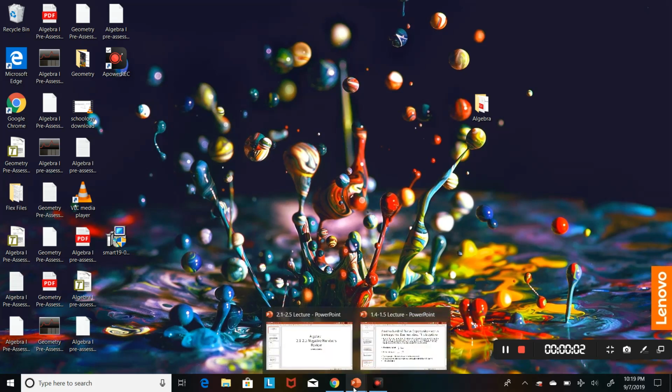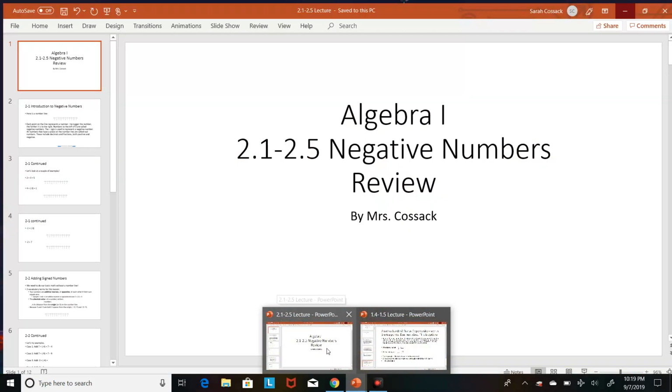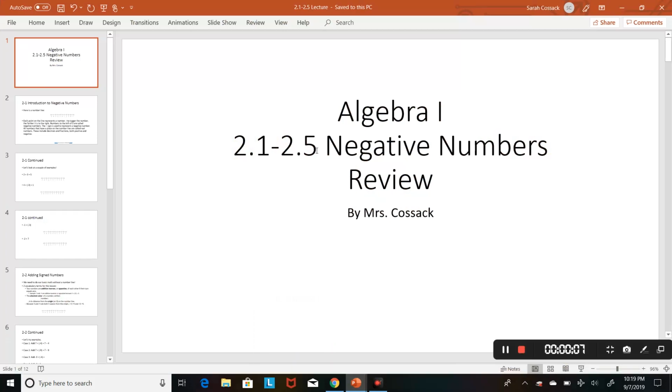All right, Algebra 1, we're going to get started with our lecture. It is on sections 2.1 through 2.5, which covers negative numbers, adding, subtracting, multiplying, and dividing. So I'm hoping this isn't moving too quickly because I'm hoping this is a review. However, if you're struggling with negative numbers still, definitely ask me for extra help.